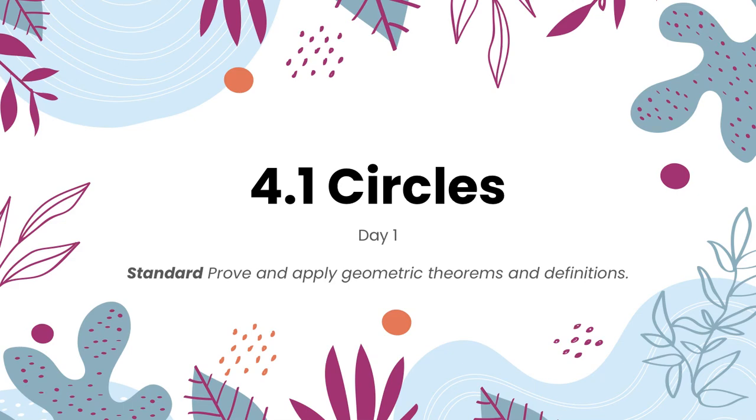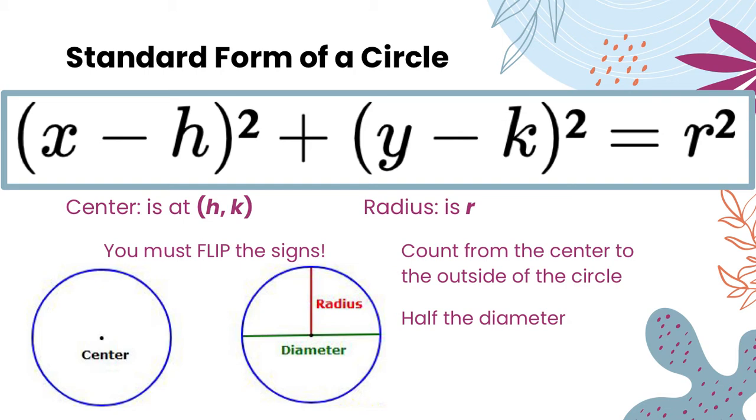Today we are talking about circles, and the standard we will be focusing on is proving and applying geometric theorems and definitions. So we need to get introduced to the standard form of a circle. You can see that we have (x - h) quantity squared plus (y - k) quantity squared equals r squared. This equation that's boxed in that gray-blue color gives us a few pieces of information.